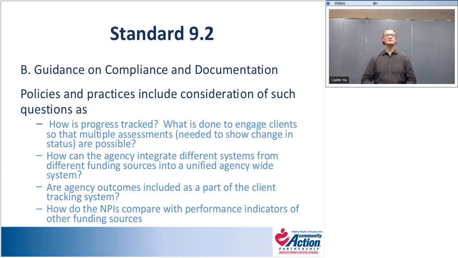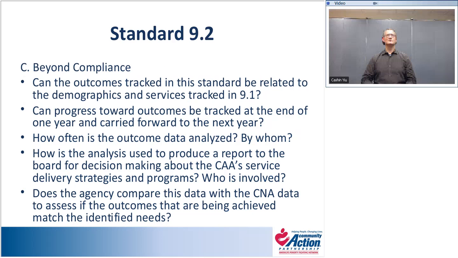And then what about the agency outcomes, which we just talked about, and then here's a good question to think about. How did the NPIs compare with performance indicators of other funding sources? Is that something that you can consider as you're reporting to those other funding sources? Can you include those outcomes if they don't fit directly in the NPIs on one of those blank lines? Okay, we're at the beyond compliance place.